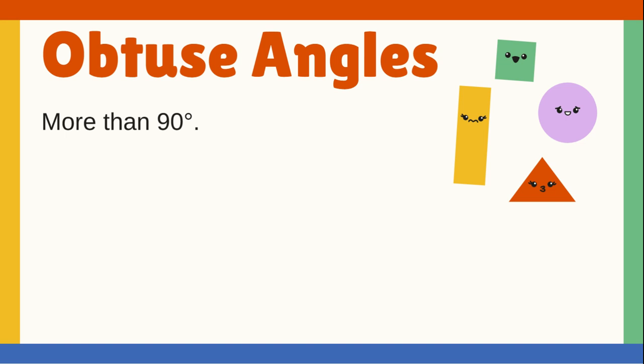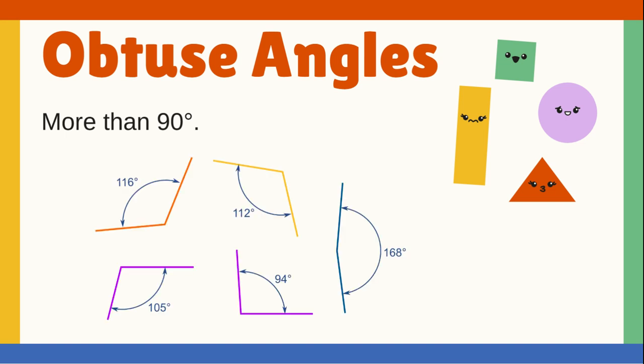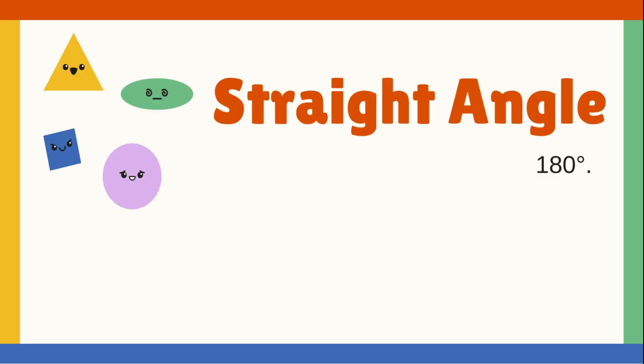And then obtuse would be the opposite of that. So anything bigger than 90. These are some examples. Again, anything from 91 up until 179. Okay, because once you get to 180, we get to our next word, which is a straight angle.